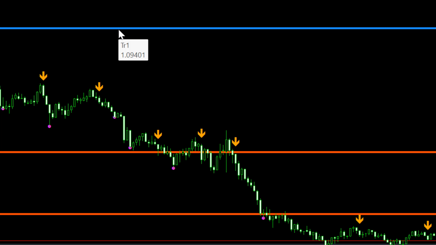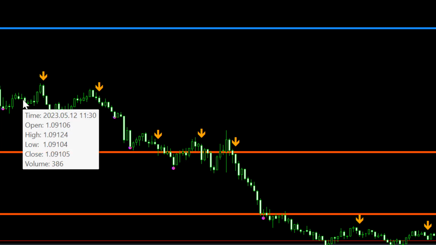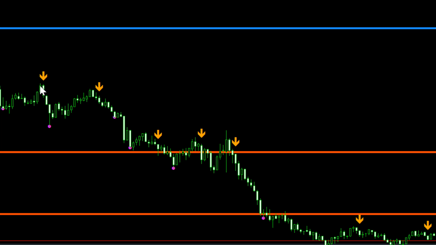When that happens, you can open a trade and set your take profit to the first red level of the guns level. Now, if we strictly follow the instruction, this signal is actually located between the guns levels.